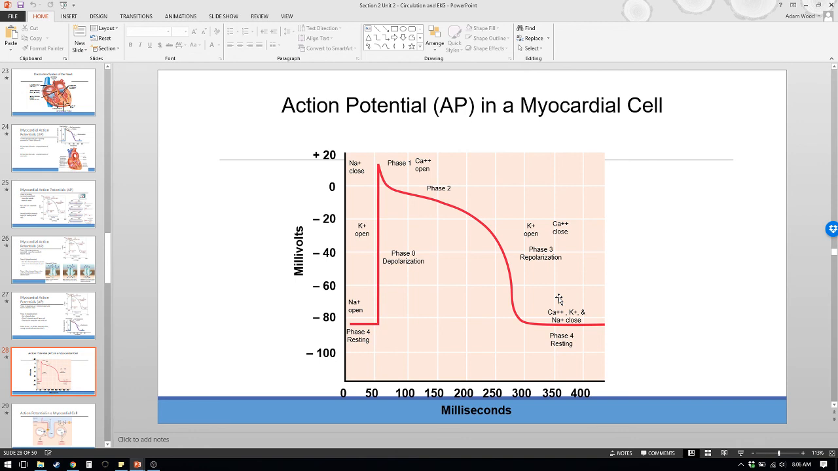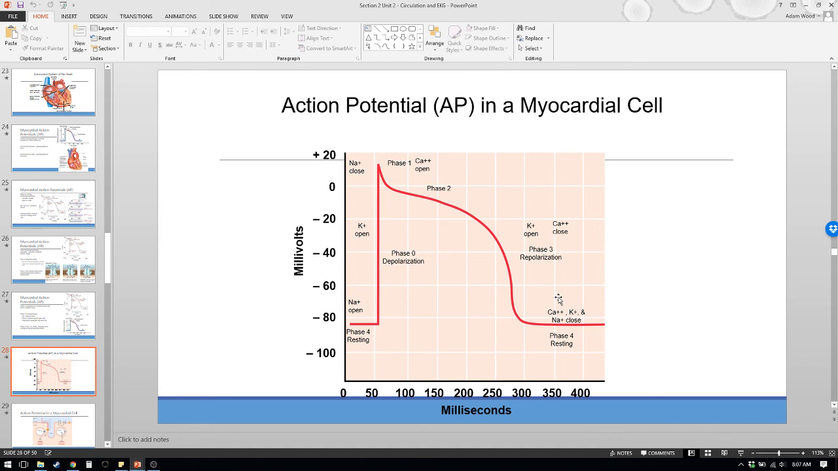Calcium closes in phase and repolarization, and that's when the slow potassium opens. So there's a little bit of overlap there. The slow potassium channels, those delayed rectifiers, are probably opening a little bit sooner than that, right? So there's some overlap when some of the channels are closing and opening, but I'm just trying to show you guys primarily what the main movers and shakers are, because when you're looking at things like drug therapy, you'll see that these are the main things we're targeting, right?